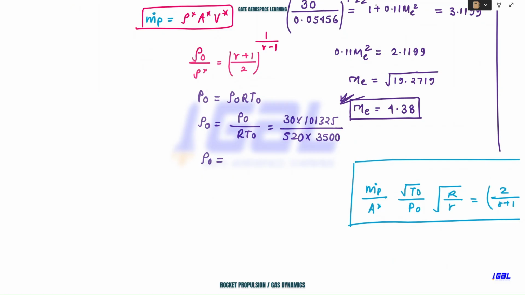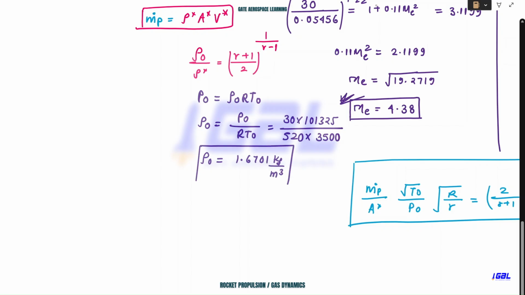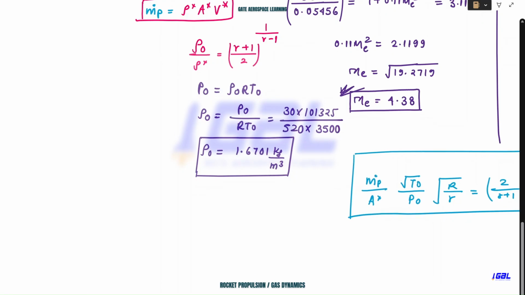So you solve this, you simplify this, and I got this as 1.6701 kg per meter cube. Why kg per meter cube? Because in this expression every value was in SI unit, so you will be getting density also in SI unit. You can do the unit check here, and you'll end up getting kg per meter cube only. Okay, fine. So now it is done, you calculated the rho naught from here.